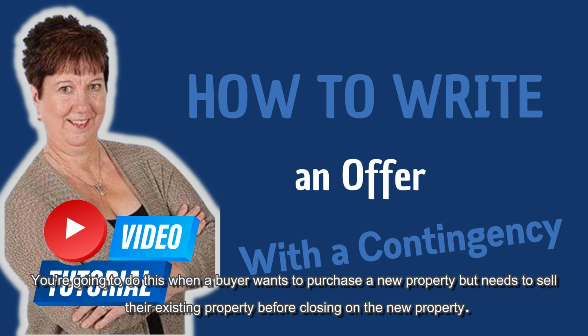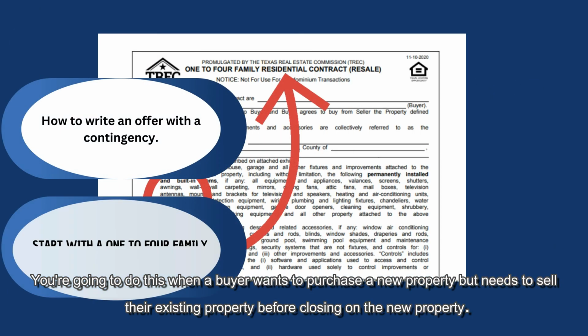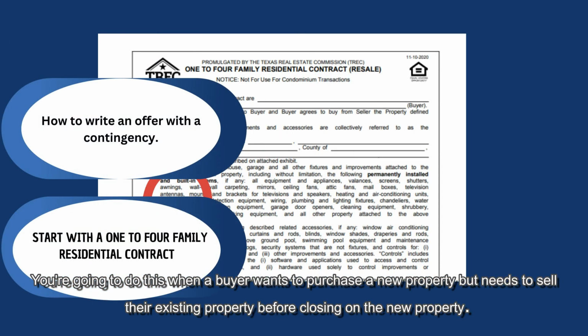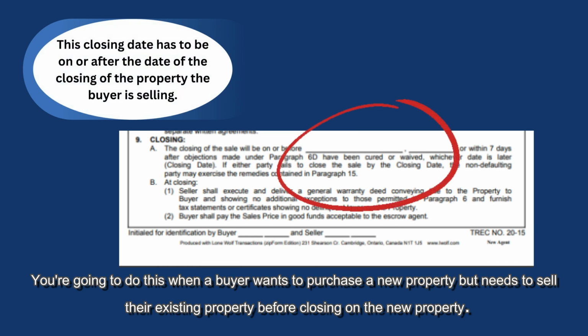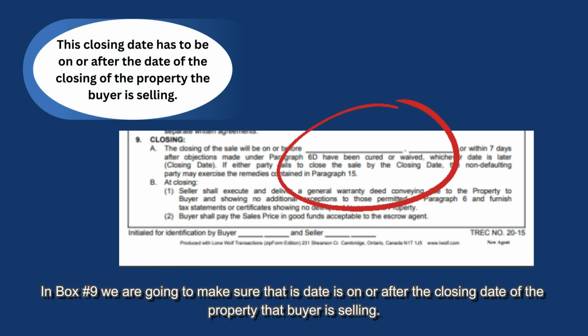How to complete an offer with the contingency contract. You're going to do this when a buyer wants to purchase a new property but needs to sell their existing property before closing on the new property. We're going to start with a 1 to 4 family residential contract. Complete this contract in its entirety.